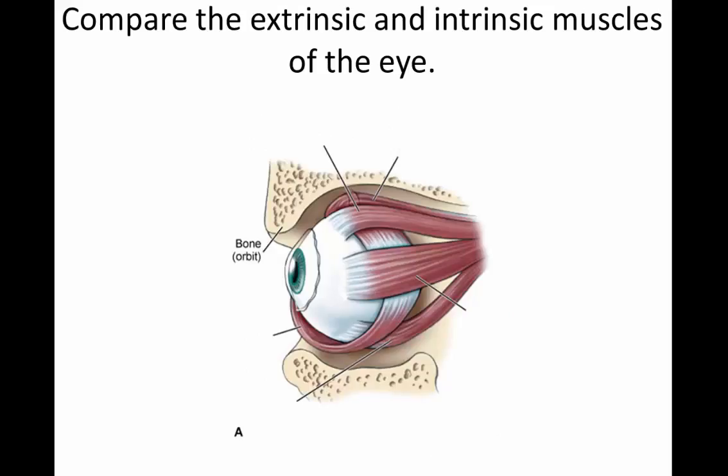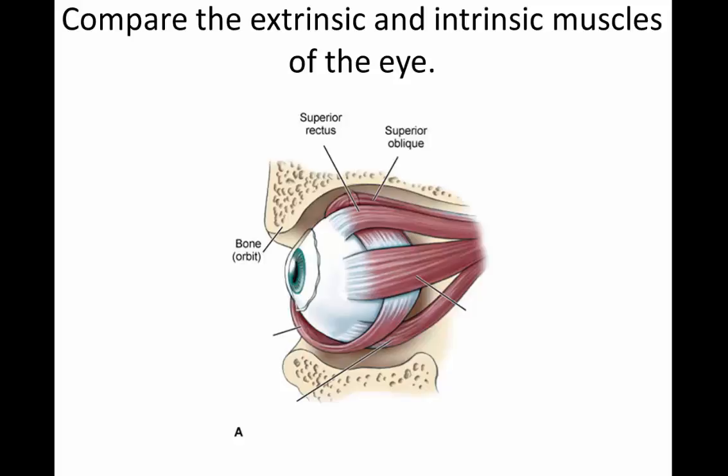We can now compare the extrinsic and intrinsic muscles of the eye. And so here we're looking at the extrinsic muscles of the eye that cause motion of the eyeball. We'll start with the superior rectus. The superior rectus is, as the name implies, superior or above the eye, and allows for movement of the eyeball up. So to look up, you're flexing your superior rectus.